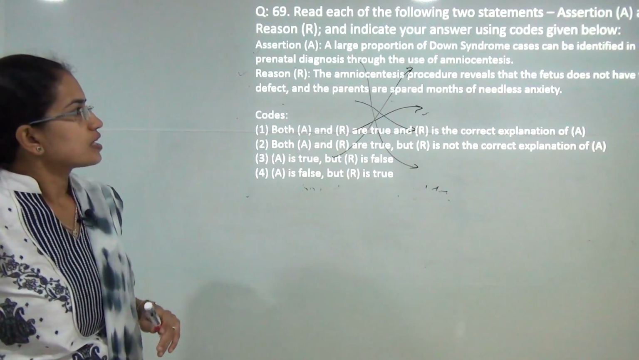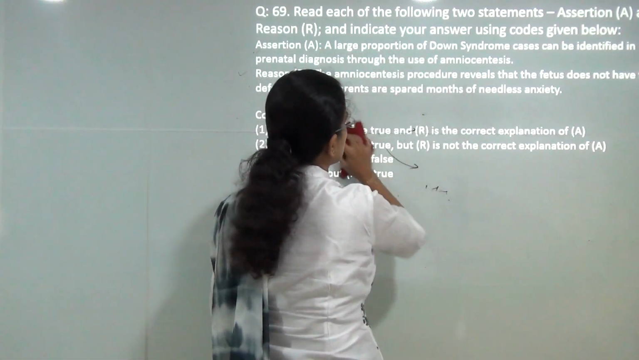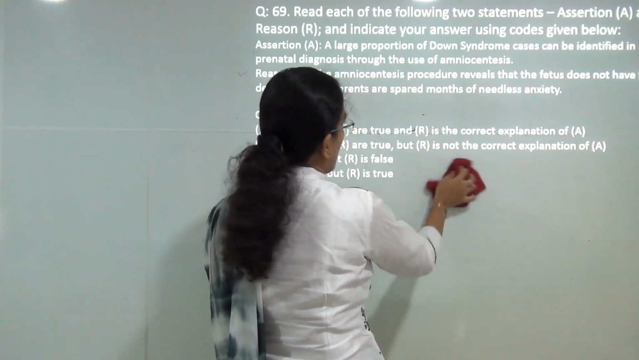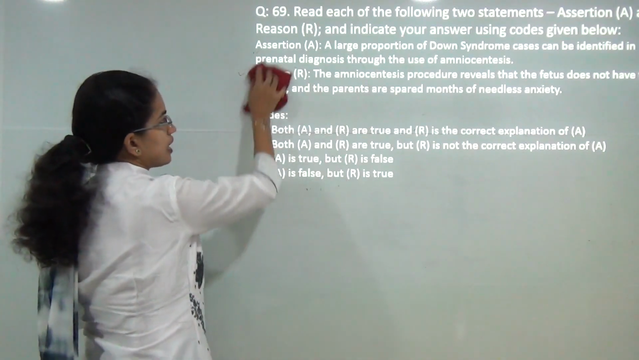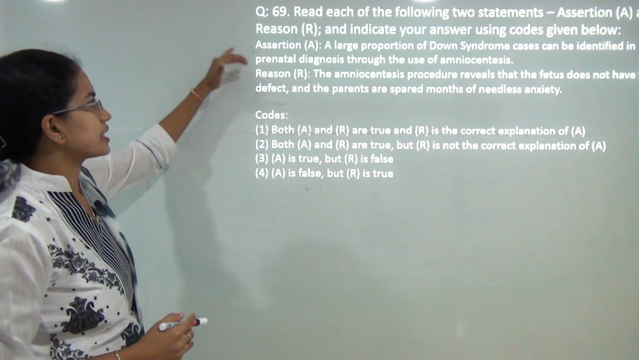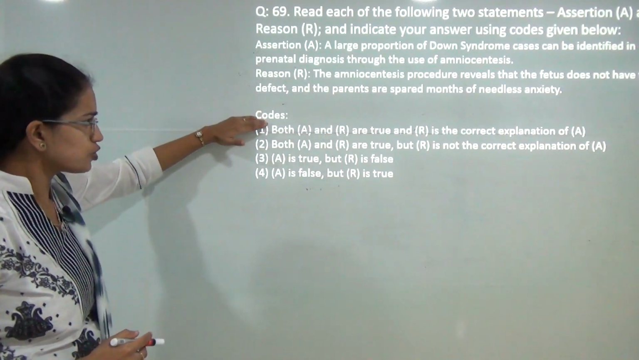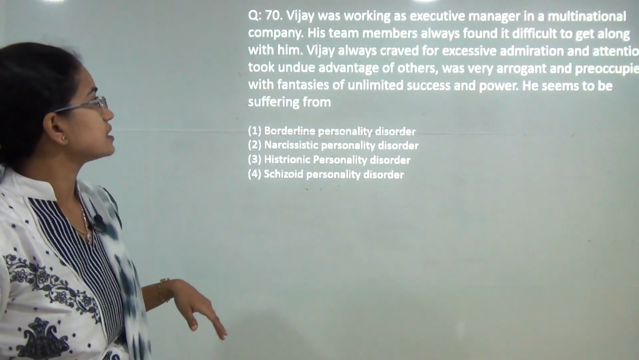Next question. Most of the Down syndrome cases can be determined through the technique of amniocentesis. In amniocentesis, fluid is taken out, and this procedure reveals that the fetus does not have any defect and the parents are spared from months of anxiety. So that correctly explains this. So both are correct and the reason is a correct explanation. 1 would be the correct answer here.